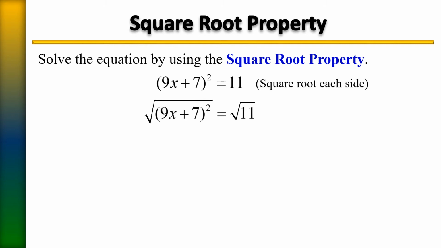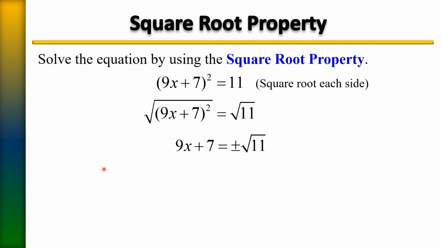When we take the square root of each side, we can now bring that 9x plus 7 down all by itself on the left side. And on the right side, we're going to have plus or minus radical 11. Now recall that 11 is not a perfect square, so we have to leave it under the radical symbol.